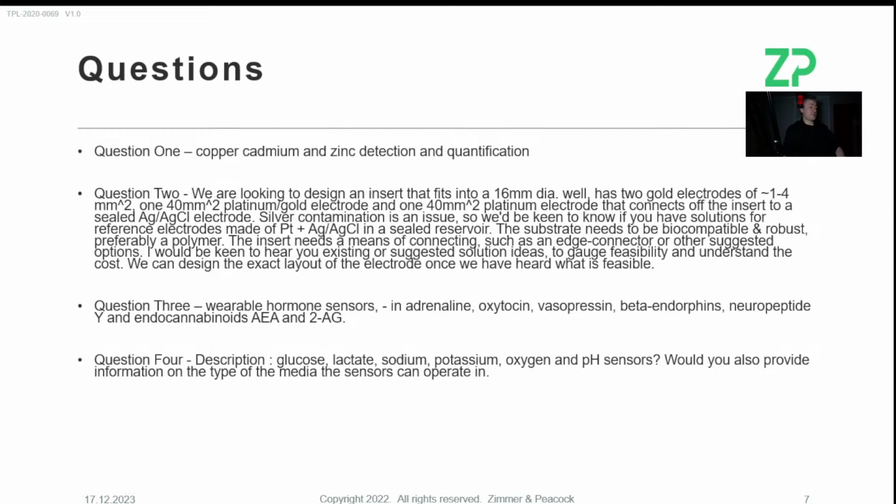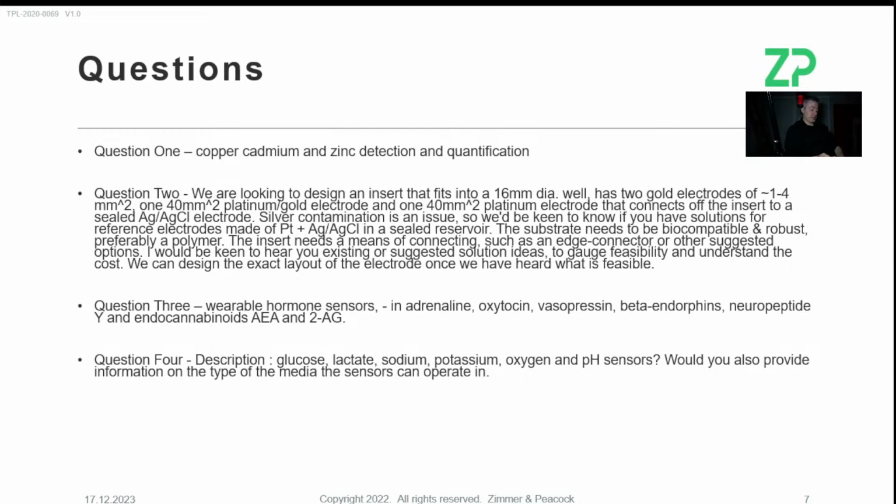Question number 4 is, can we measure glucose, lactate, sodium, potassium, oxygen, and pH? The quick answer, of course, is we can. Can we measure them in media? In what media can we measure them? Well, in the end, this is electrochemistry. If you think about glucose, the biggest biosensor in the world is the glucose strip. All glucose strips work in whole blood, and they happen to be electrochemical. So electrochemistry is really good for samples.